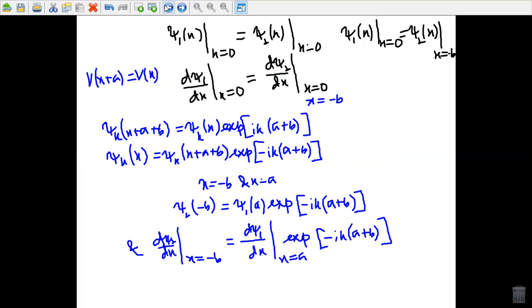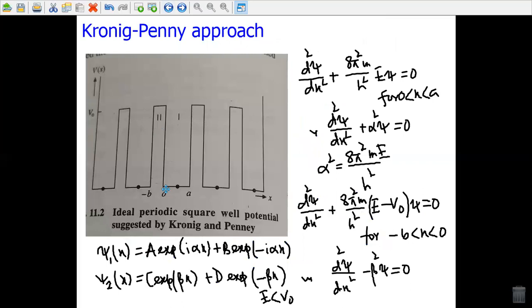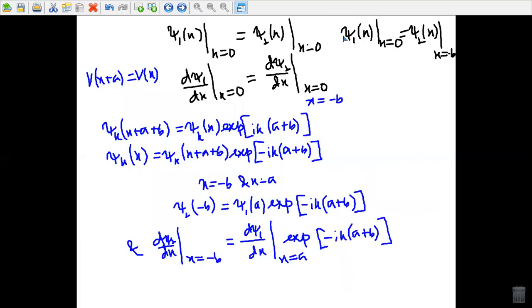Another boundary condition is that psi 1 and psi 2 at x equals 0 must be equal to that at x equals minus b. So these are two boundary conditions which I have to follow for solving the Schrodinger equations in region 1 and region 2.